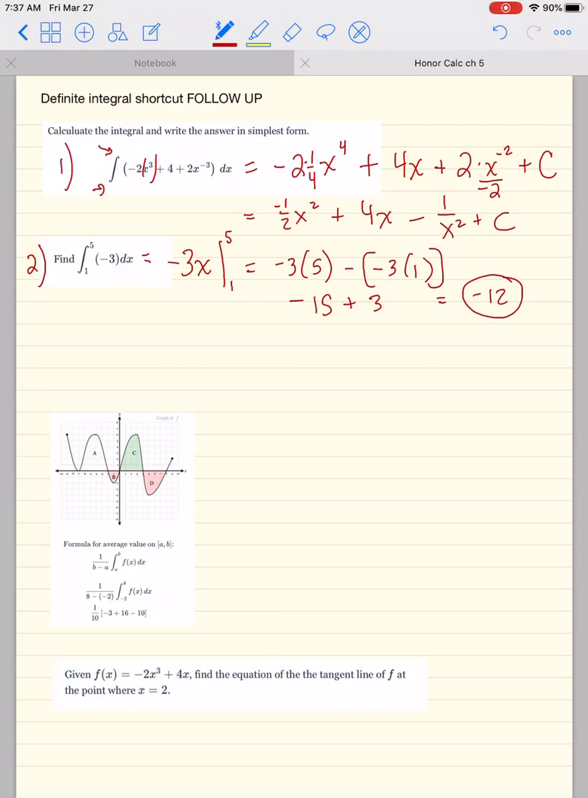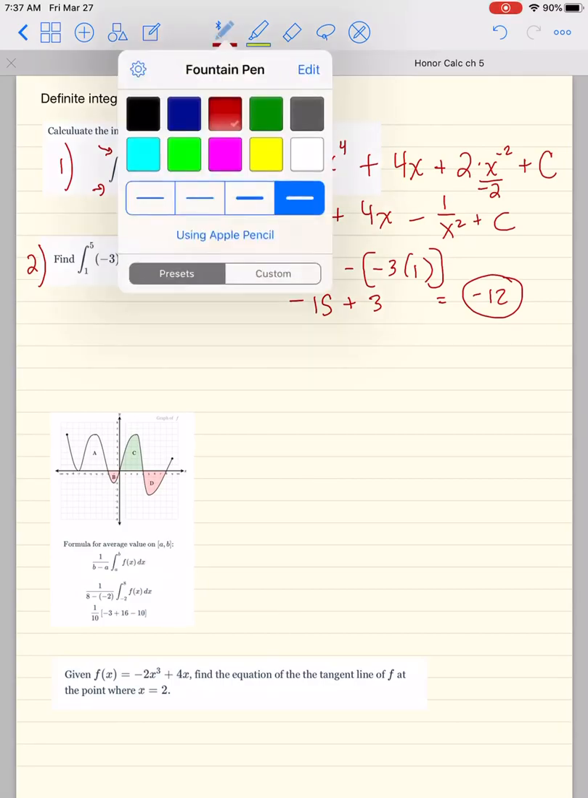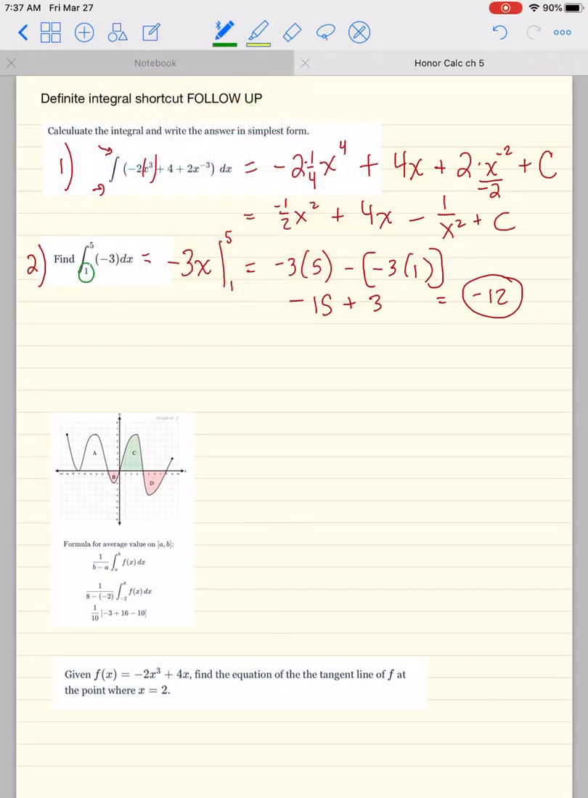If it had said 5 to 1 instead of 1 to 5, then you would have just switched these numbers anyway, and you would have switched the order of these. So the answer would have been the opposite, because we know the integral from a to b is the opposite of the integral from b to a. But if you're using this fundamental theorem of calculus here, you don't have to worry about the negative. It'll take care of itself.